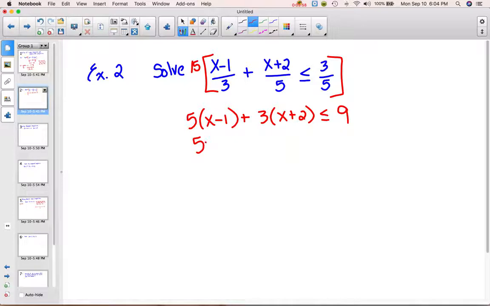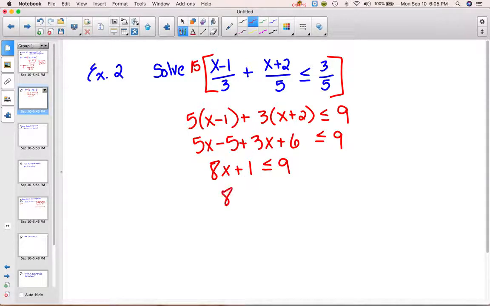So I'm going to distribute. And then combine like terms. So we have 8x plus 1 less than or equal to 9. Subtract 1. So I get x is less than or equal to 1.